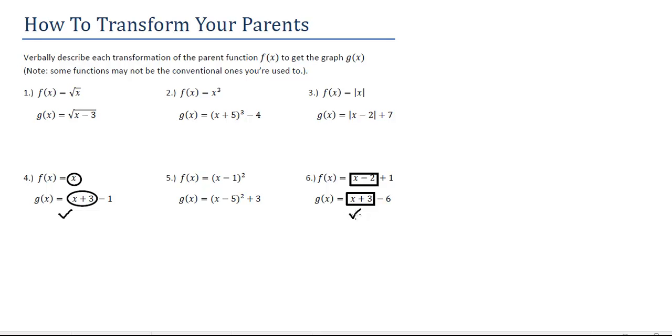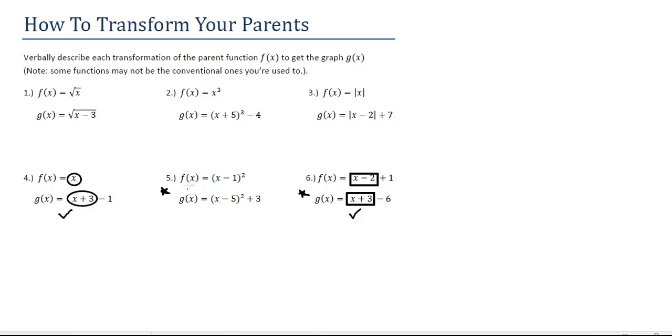Alright, the rest of those are pretty familiar to you, but I just want to get you guys used to an abstract representation. So I'm just going to work through number 5, actually we'll do 5 and 6, okay? Alright, first thing, we're going to do 5 in red. What you're asked to do is verbally describe the transformation.